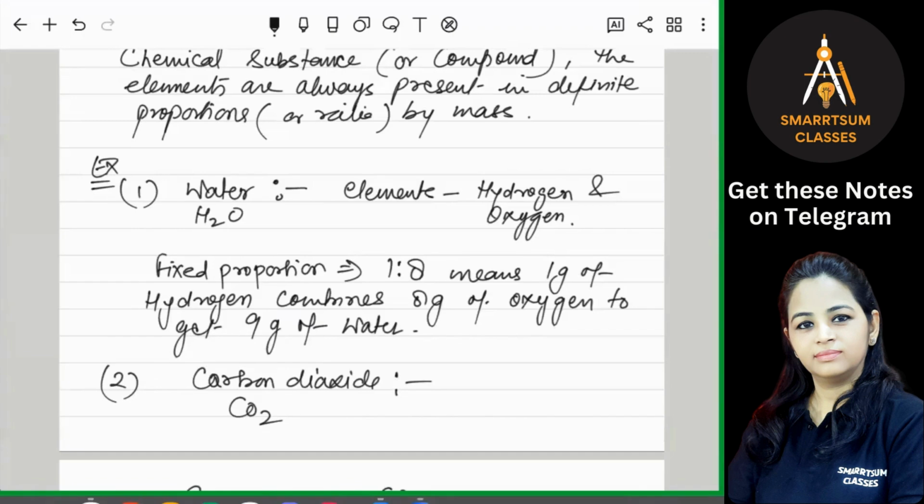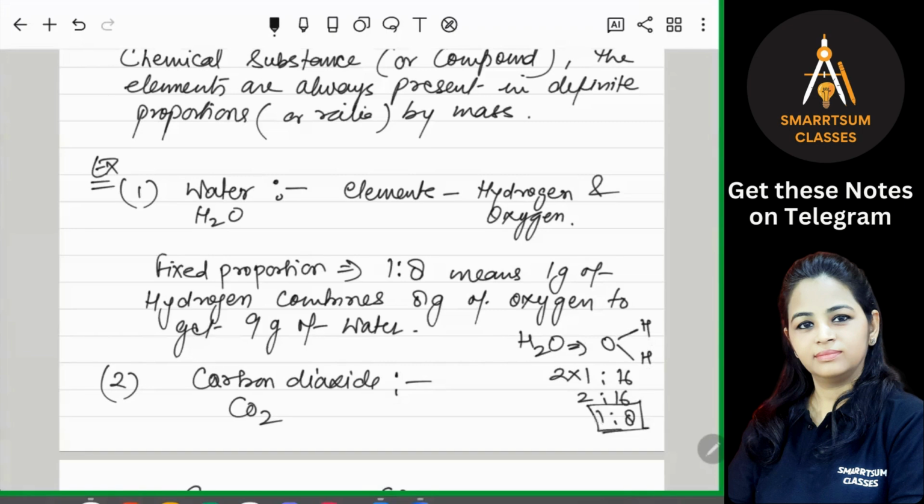Atomic mass of hydrogen is 1 and atomic mass of oxygen is 16. Are you getting that? So for H2O, you have two hydrogen atoms combined with one oxygen atom. So 2 into 1 for hydrogen is to 16 for oxygen, which means 2 is to 16. In the simplest form, 1 is to 8.